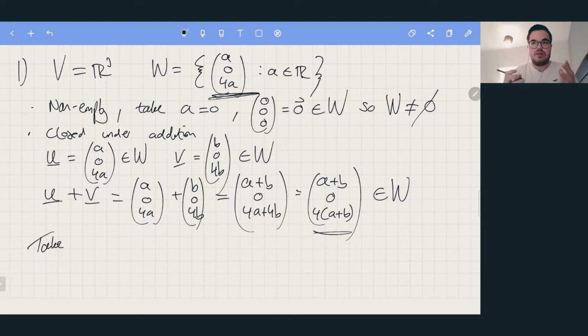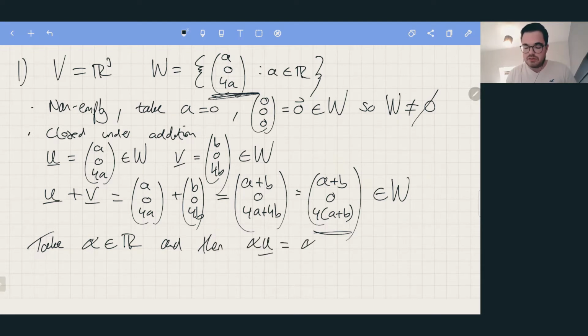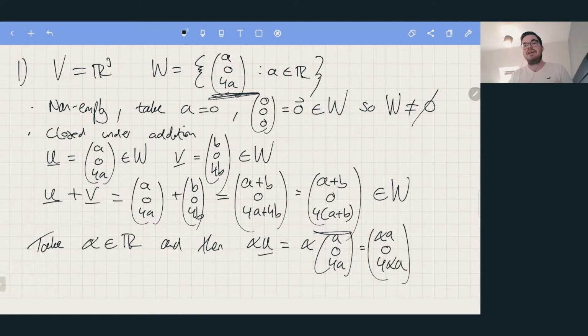Now we'll do closure under scalar multiplication. So we'll take alpha to be a real number, and then alpha of U will be equal to alpha lots of A, 0, 4A, which is then equal to alpha A, 0, 4 alpha A. And again, alpha times A is a scalar.